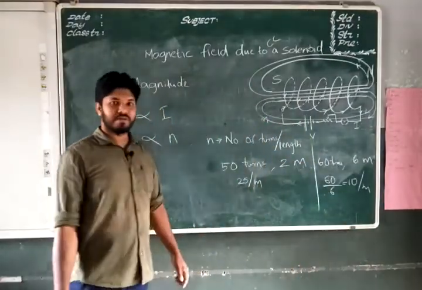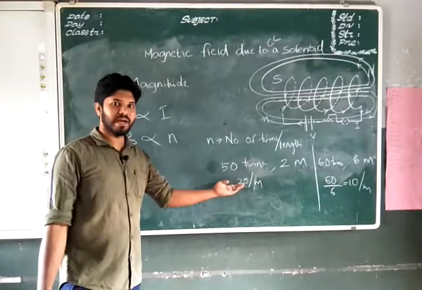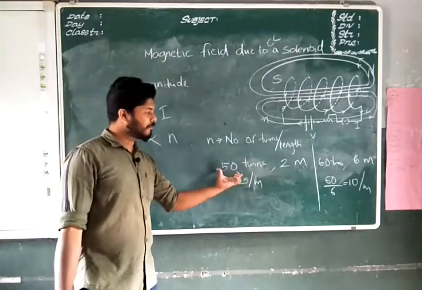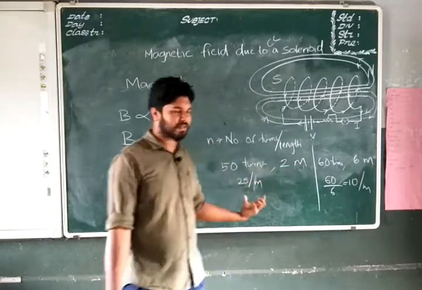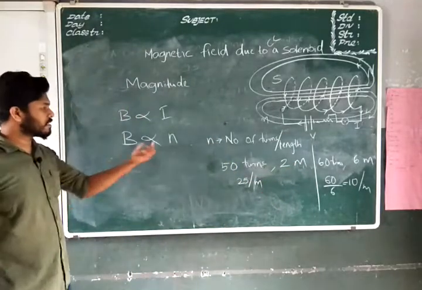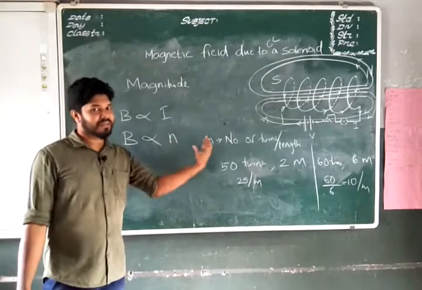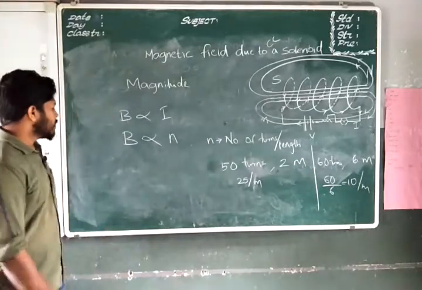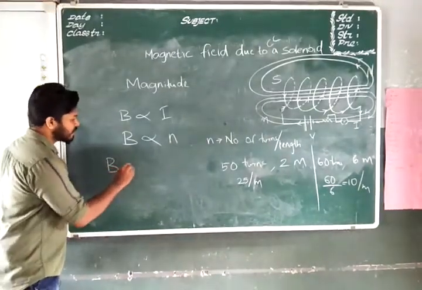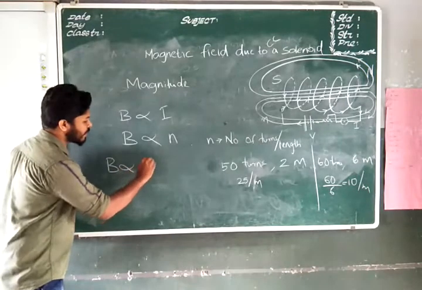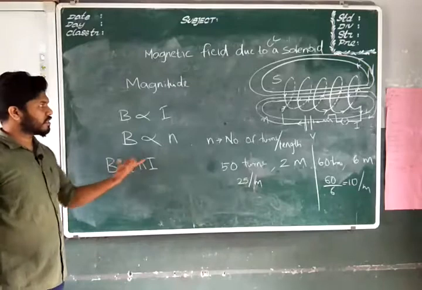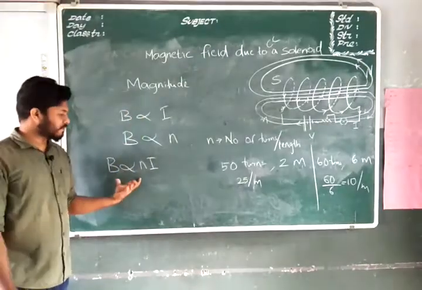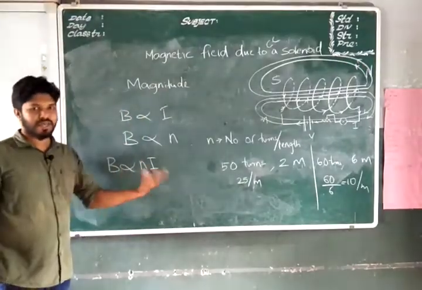So which solenoid will have more strength? This one will have more strength because the number of turns per unit length is greater for this one. So we have to remember it is the number of turns per unit length. Combining these two, we can write B proportional to nI. This is the required equation, the magnitude of magnetic field B proportional to nI.